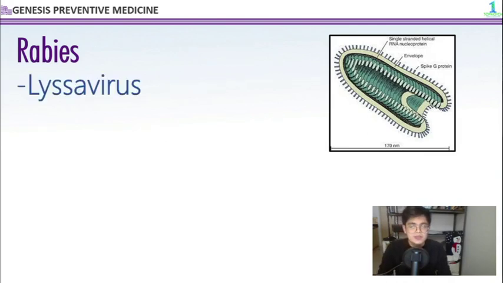So let's start. Rabies is caused by the lyssavirus, a rhabdovirus. It's an ssRNA, single-strand RNA virus. I think it's negative sense and enveloped. So these are the kinds of classifications for viruses: single-stranded, double-stranded, RNA, DNA, positive or negative sense, enveloped or non-enveloped.